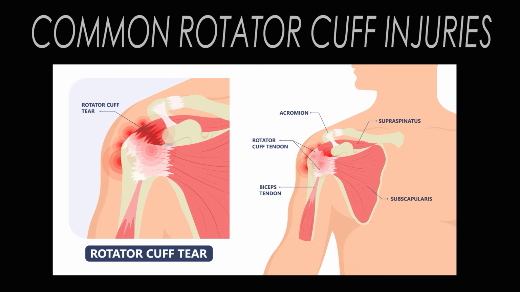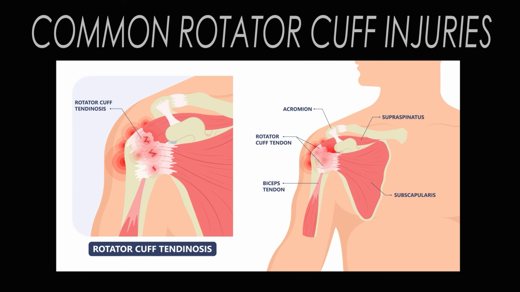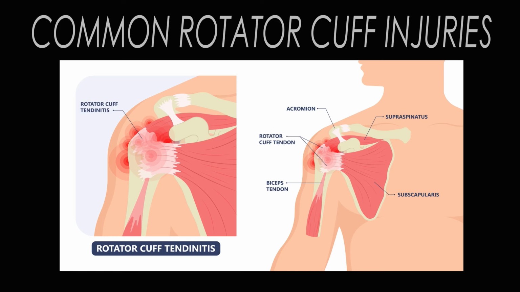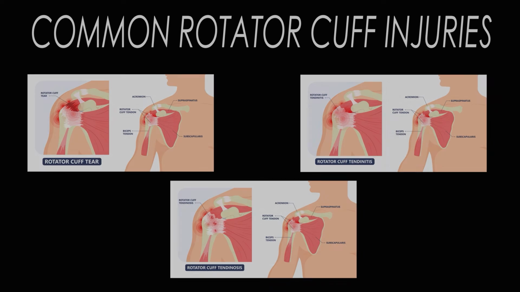The most common types of injuries with rotator cuff muscles, not in any particular order, are tears, tendinopathy, and tendinitis. A tendinopathy is a degeneration of a tendon, and a tendinitis is an inflammation of a tendon.